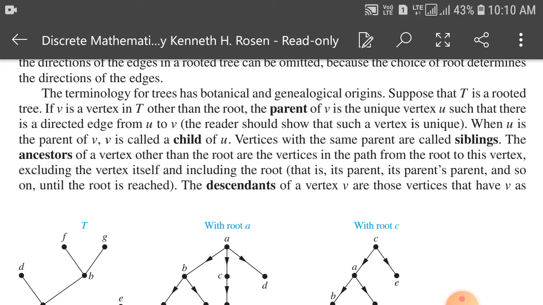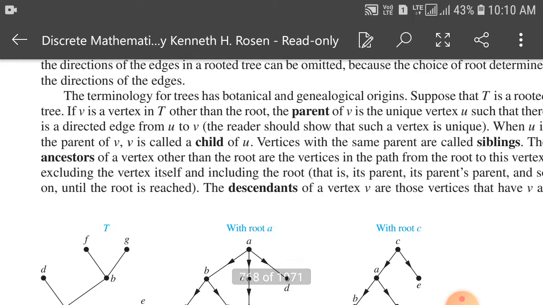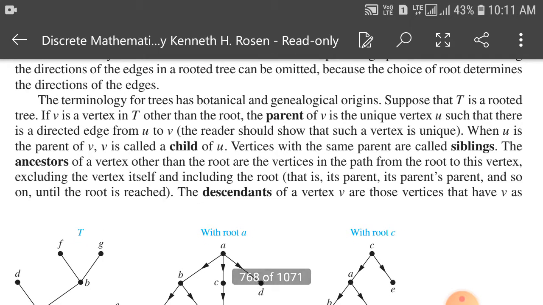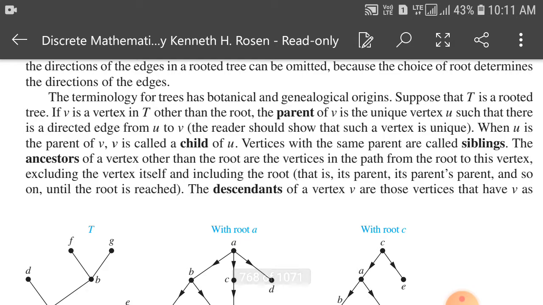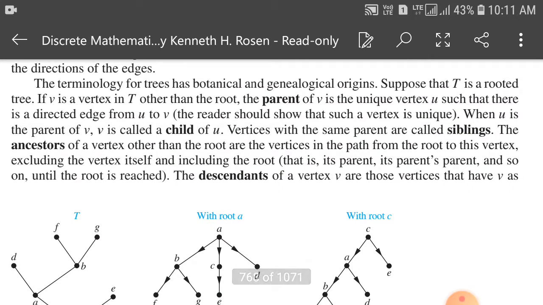So that means if we have a directed edge from U to V, then U is called the parent of V. Observe the graph given; we'll see the diagram later. We have to verify whether there is a unique path or not. Then U is called the parent of V, and V is called a child of U. These are the definitions of parent and child. Vertices with the same parent are called siblings.